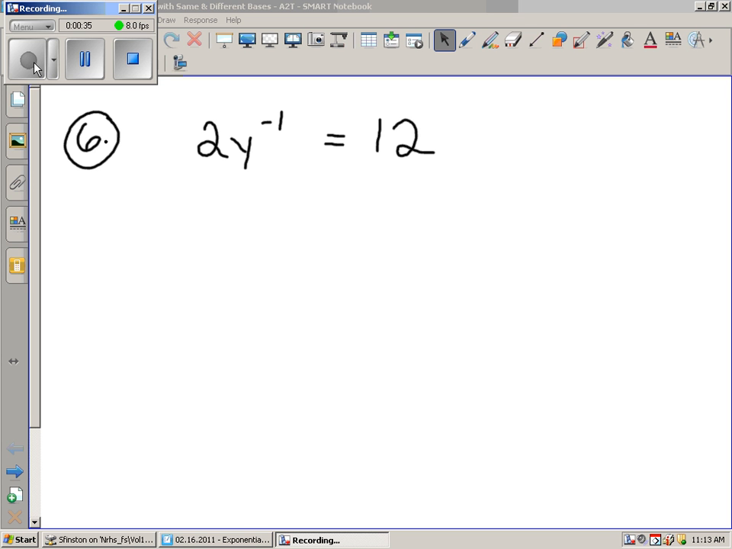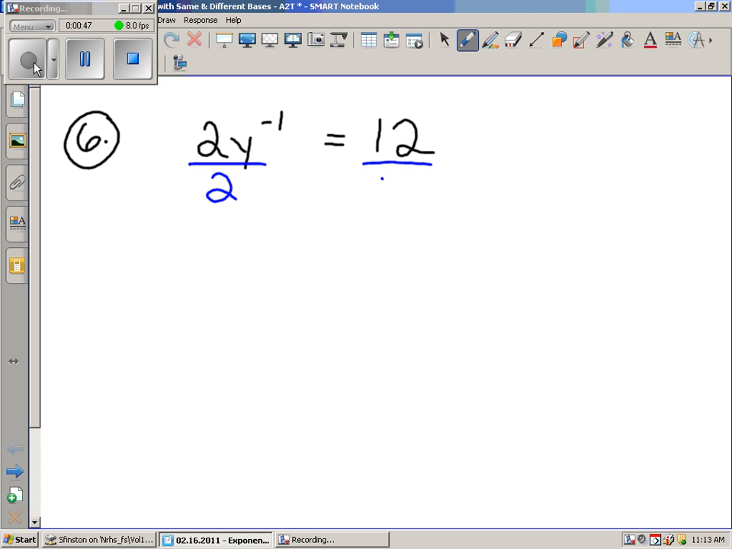That is what you do. You do have to raise both sides, but we have to do something before we get there, because this 2 in the front is really screwing things up. Jessica? Yeah, divide both sides by 2 first. Isolate the variable, exactly. And then you've got y to the negative 1 equals 6.